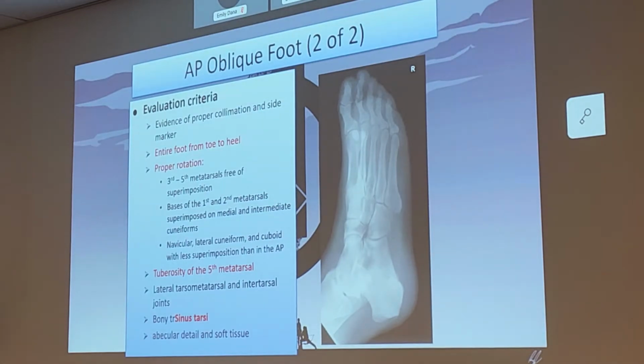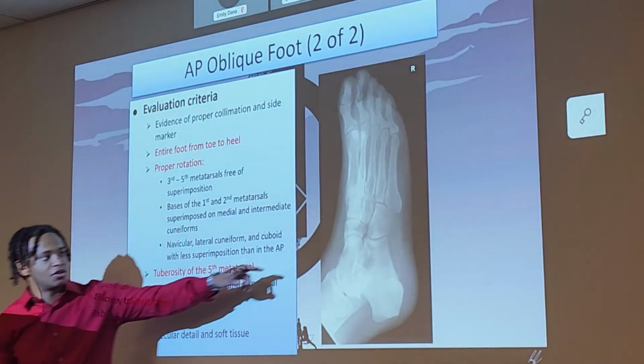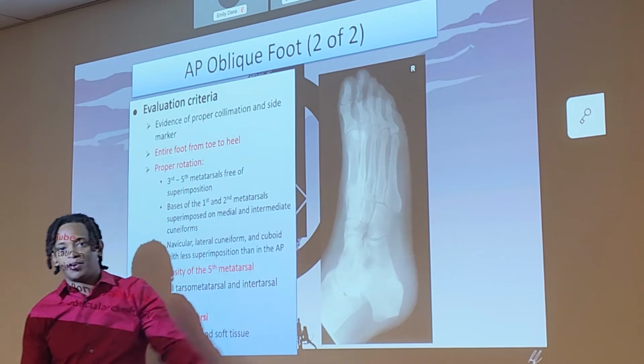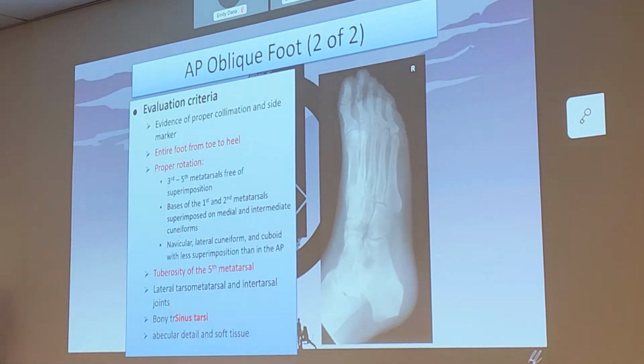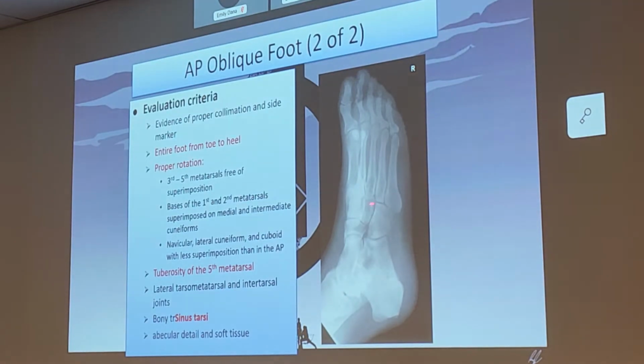And then the other things you want to see are the navicular, lateral cuneiform, and cuboid within the image. Those will have less superimposition than the AP foot, because in this one you can kind of see the joint gaps in between. But in AP, it was kind of all together, all at once. And you also see, where's the tuberosity of the fifth metatarsal located? Right there. A little bit lower. Right there? All right, excellent, perfect. And then the lateral tarsal, metatarsal, and intertarsal joints as well. So yeah, in this area, and the tarsal joints.